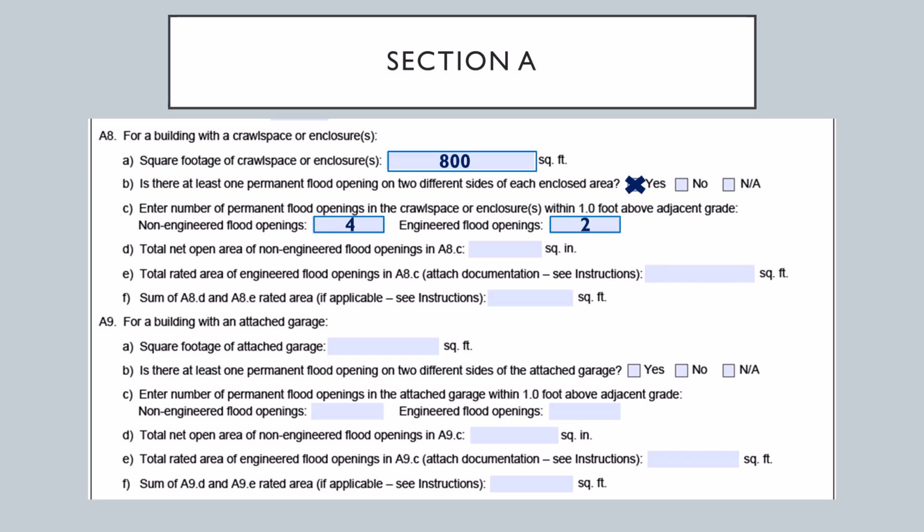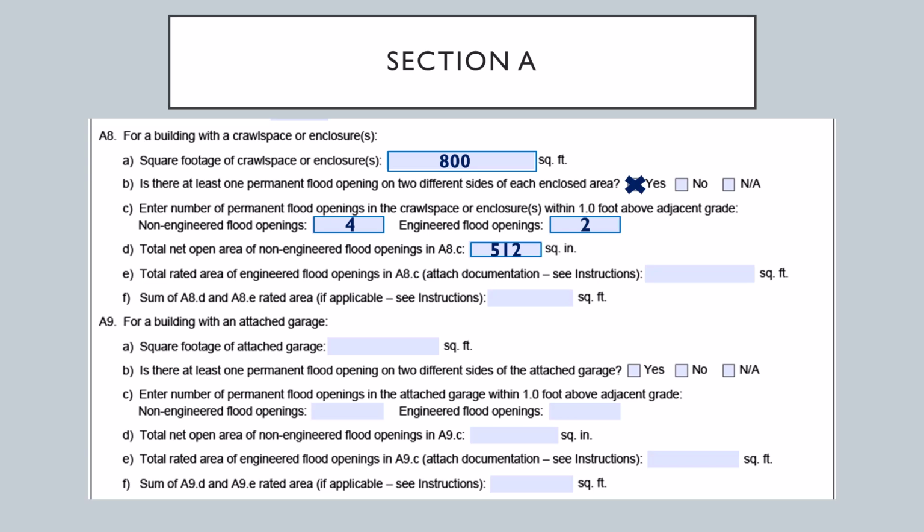A8D and A8E then ask for the areas of those openings. A8D asks for the net open area of the non-engineered openings. And let's say our 6 openings are a typical 8 by 16 concrete block. So 128 square inches times 4 openings is 512 square inches. So we place that in A8D. The EC instructions for A8D and Technical Bulletin 1 explain how to calculate the area if there's a question as to how to do it.